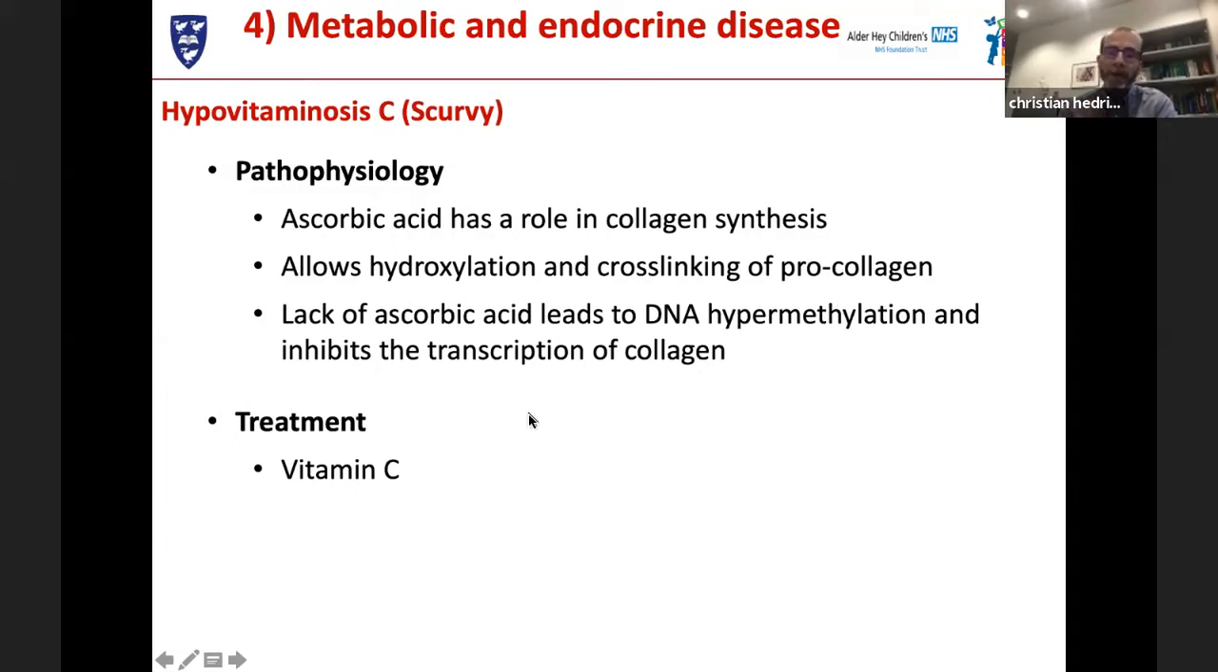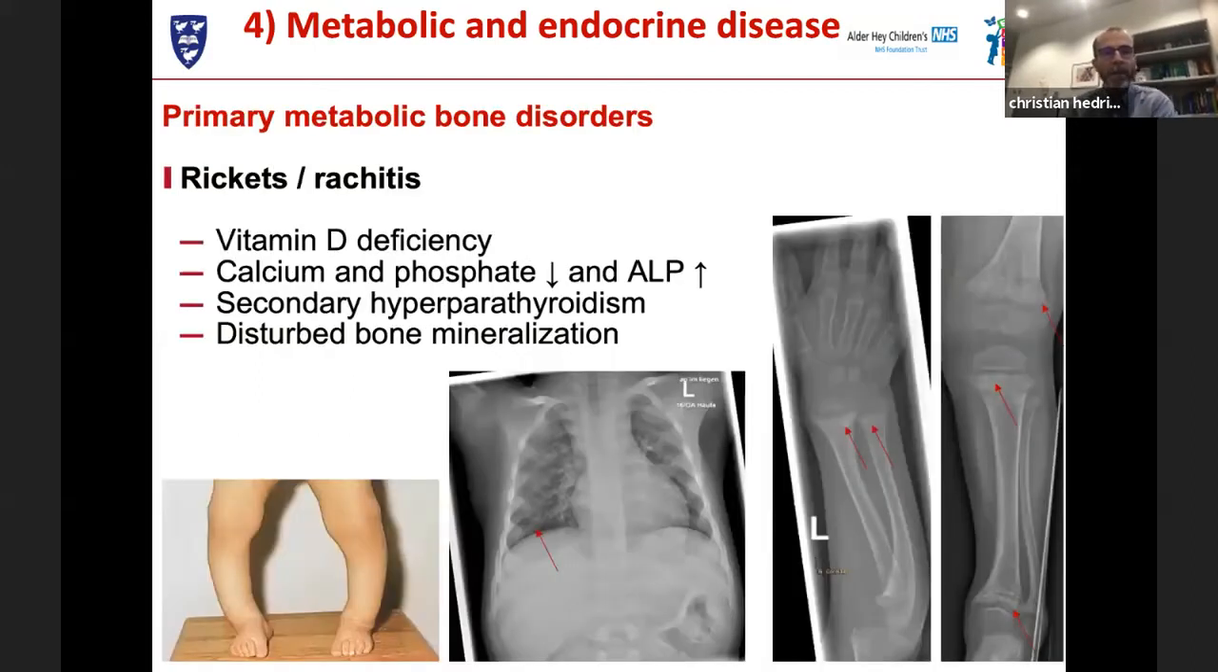And on top of that, a lack of ascorbic acid results in DNA hypermethylation. So this is a silencing epigenetic mark that also results in reduced transcription and production of collagen. And that altogether results in those issues with bone turnover, but also vascular complications in scurvy. And treatment is quite simple. It's vitamin C. After 2 days of high-dose vitamin C, our patient did not have any bone pain, and the bleeds disappeared over the next weeks.